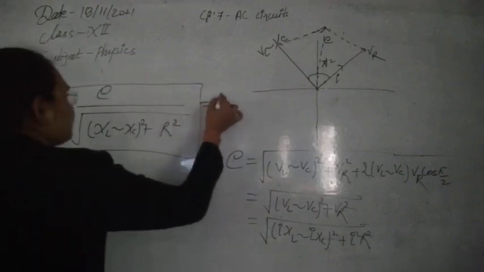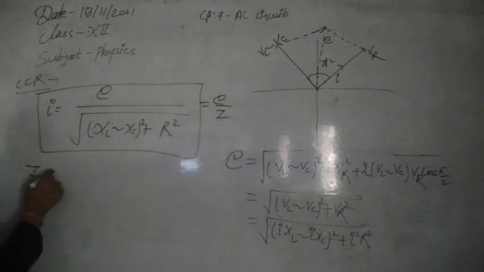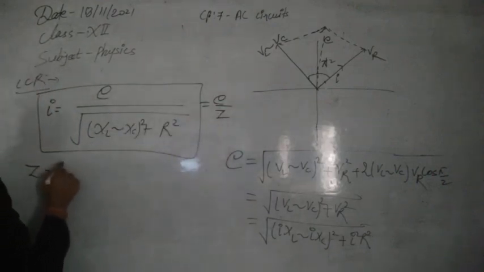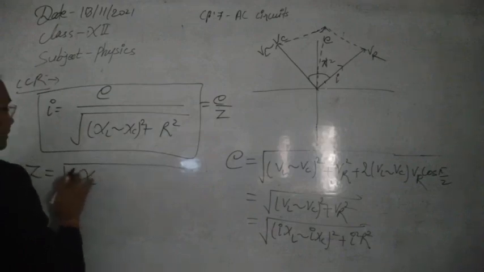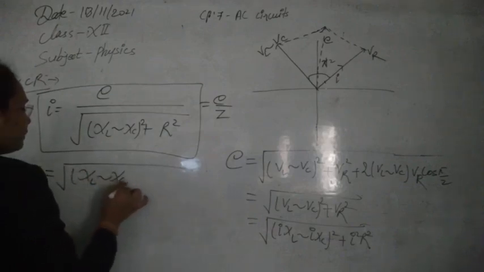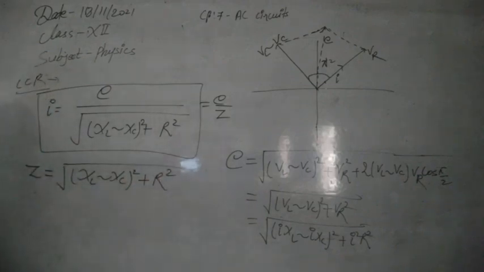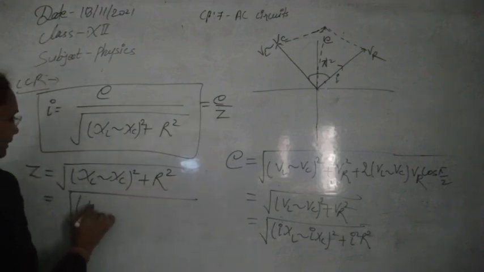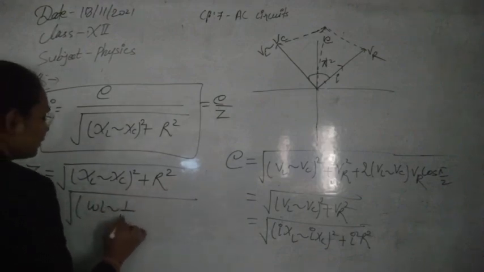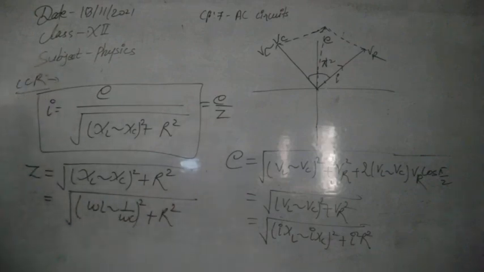You can also find the impedance of the LCR circuit by comparing it with Ohm's law: Z is equal to the root of (chi L minus chi C) whole squared plus R squared. Or in another form you can put the values of chi L, that is omega L, and chi C, that is 1 upon omega C: Z equals root of (omega L minus 1 upon omega C) whole squared plus R squared. So this is the final value of the impedance of the circuit.